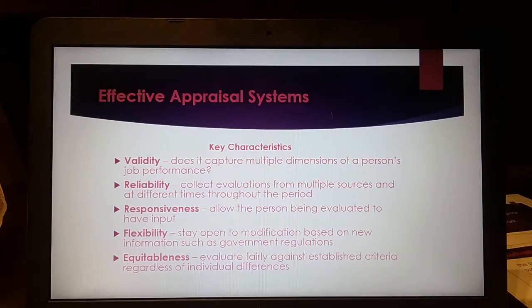The person who's being evaluated should have input, so they should be able to respond. There should be some flexibility because, again, situations change within the company, externally to the company. There could be change in regulation. There could be some change in resources for the business. There could be change in competition, that kind of thing. And there should be some level of equitableness or fairness, that it should be judged fairly against the criteria, regardless of what people's individual differences are.